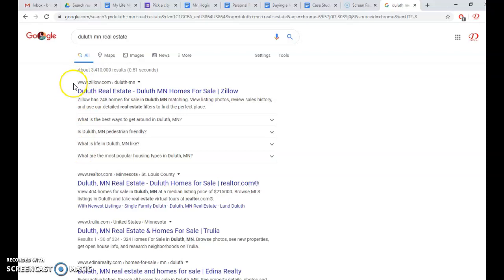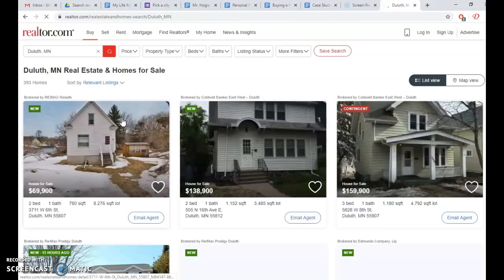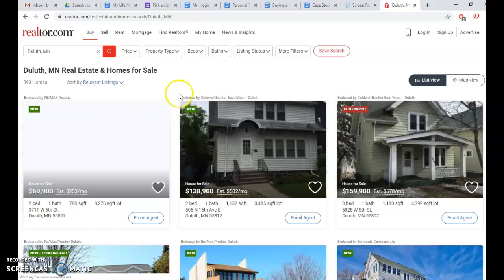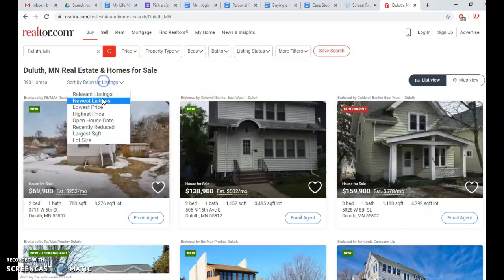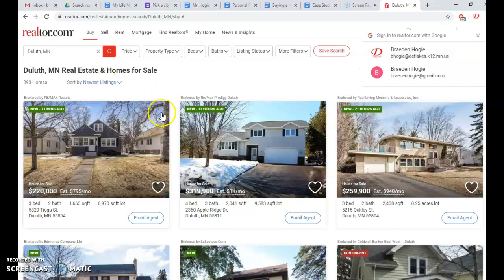So make sure they don't say the word ad in front of them or there's like an ad icon. All right. And I'm just going to use realtor.com just because I'm familiar with it. It's a little bit easier to use. All right. And I can go to newest listings if I want to. I can organize by price.